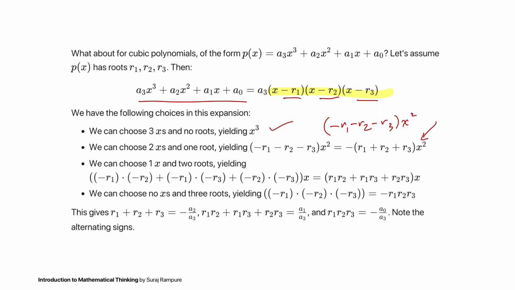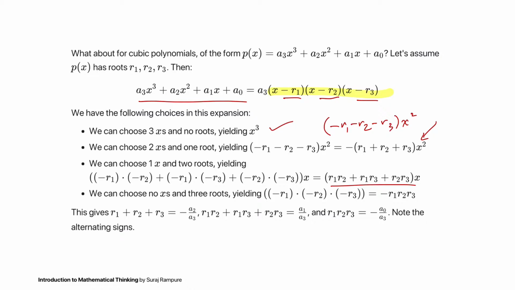Or, when multiplying these three parentheses, I could just take one of the x's and then 2 of the r's. So if I factor out an x, I'll get negative r1 times negative r2, plus negative r1 times negative r3, or negative r2 times negative r3. All of that times x. So I get this expansion here. (r1 r2 plus r1 r3 plus r2 r3) times x. So far I've looked at the cases where I choose 3 x's, 2 x's, and 1 x. Lastly, I can choose no x's and 3 of the roots, right? And so I'll just have negative r1 times negative r2 times negative r3.